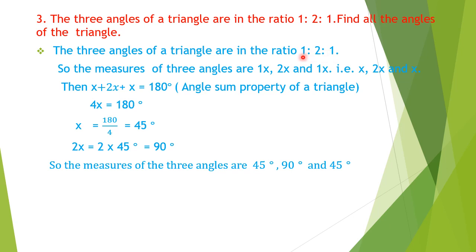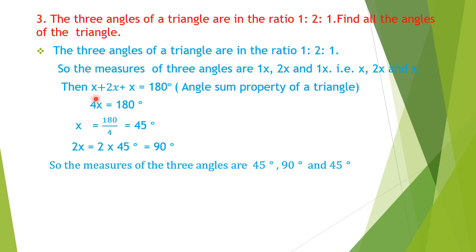Okay, with the number we have to write the x value. Then 1x means x. Okay, so 2x is 2x and 1x again it is x. So you know if three angles are x, 2x and x, then adding time we get 180 degree. That is the angle sum property of a triangle. So we can write as x plus 2x plus x is equal to 180 degree.